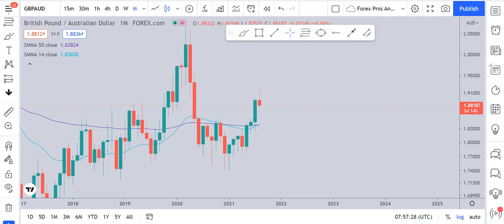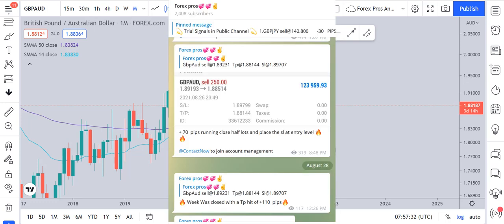So now a lot of people were asking me to continue my educational analysis, and so today we will be discussing GBP/AUD, of which I also gave a signal on Friday, and it was a beautiful TP hit of 110 pips.